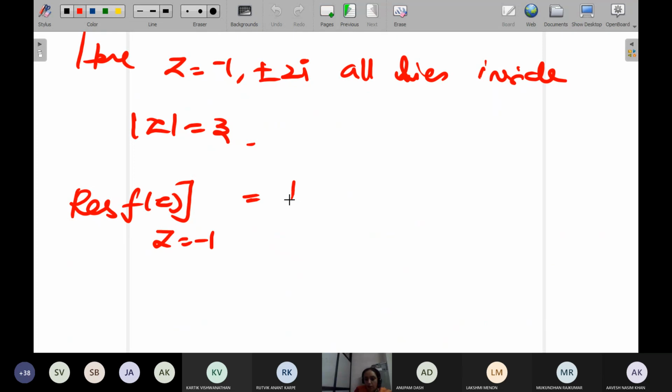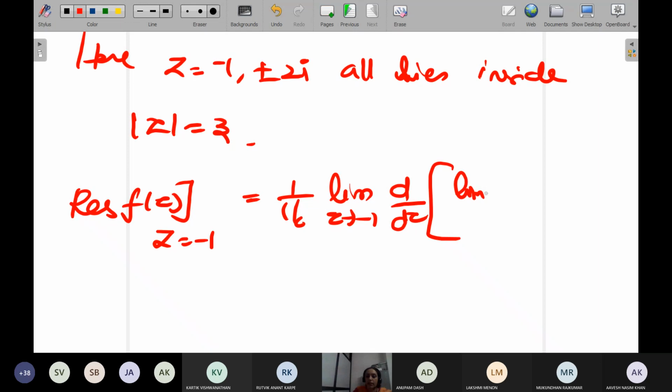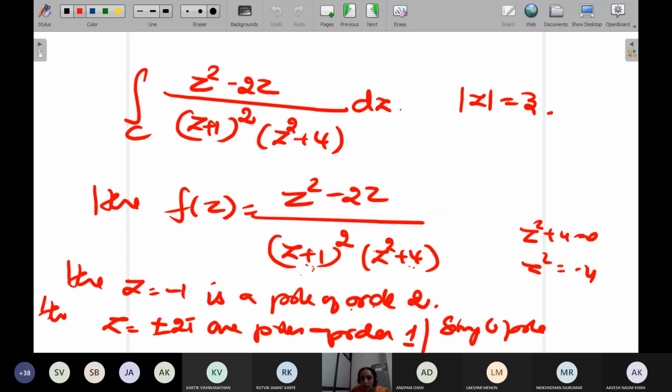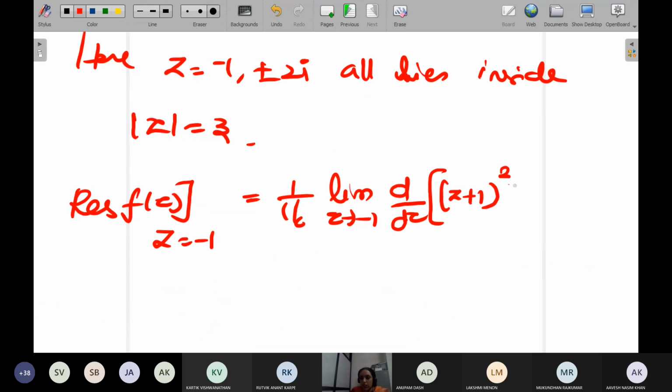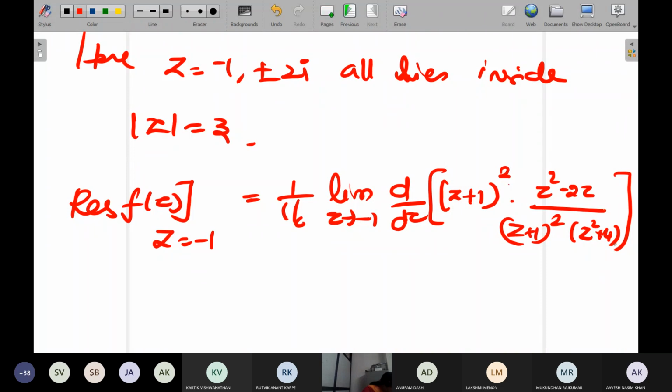So we will get 1 by 1 factorial, limit z tends to minus 1, d by dz of (z plus 1) whole power 2 into f of z, of order 2, right? What is your f of z? Your f of z is (z square minus 2z) divided by (z plus 1) the whole square into (z square plus 4).